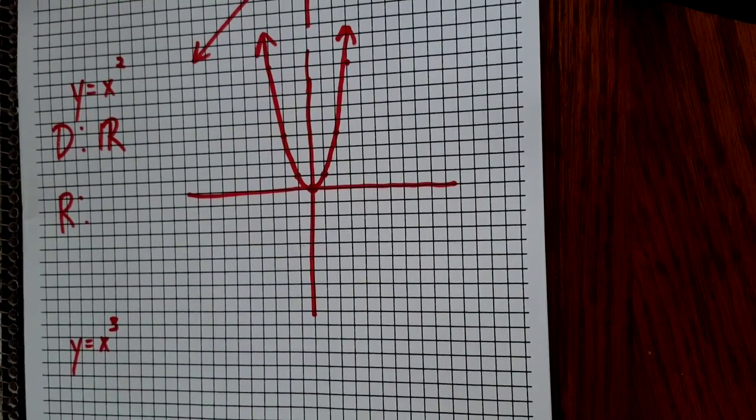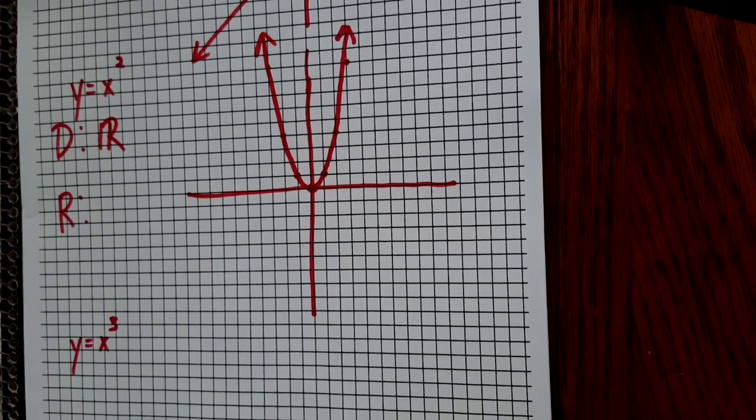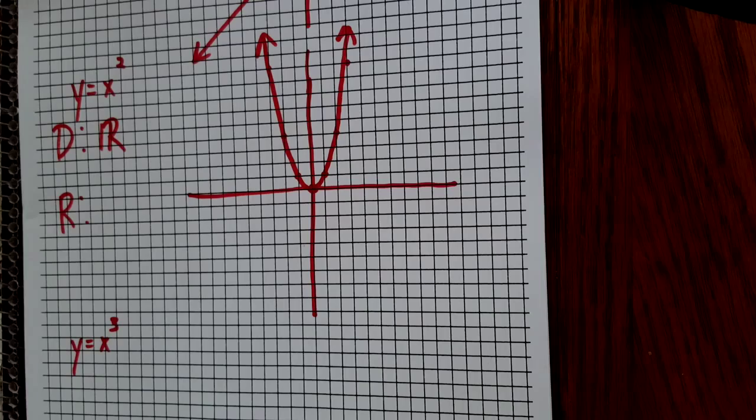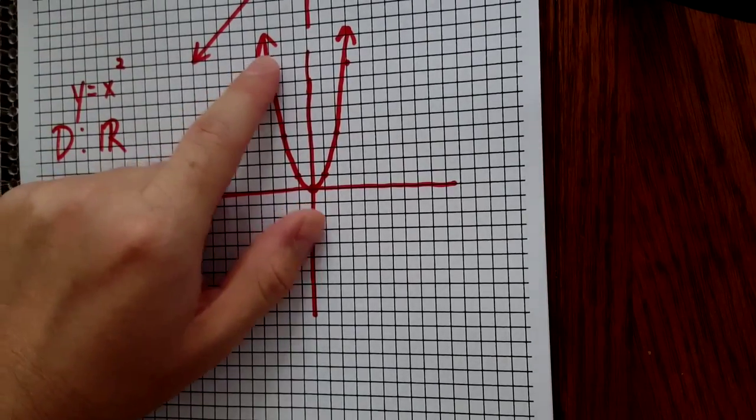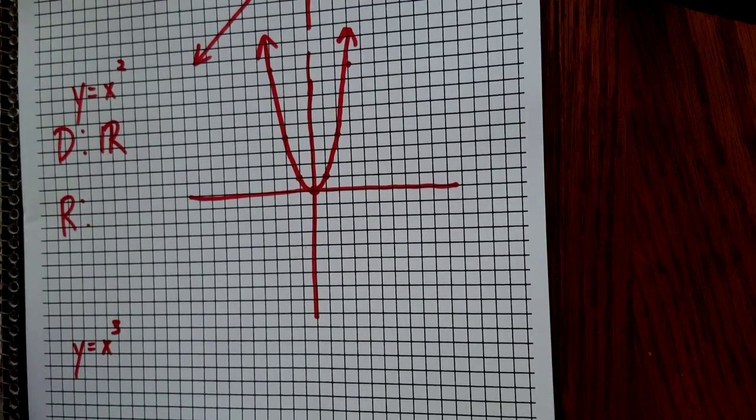Okay, for the range. Now, I'm only looking at the y values, that's it. So are there any y values, I'll say it that way, are there any y values I'm not allowed to use? I can tell by these arrows that this thing is going on forever to infinity. That is true.